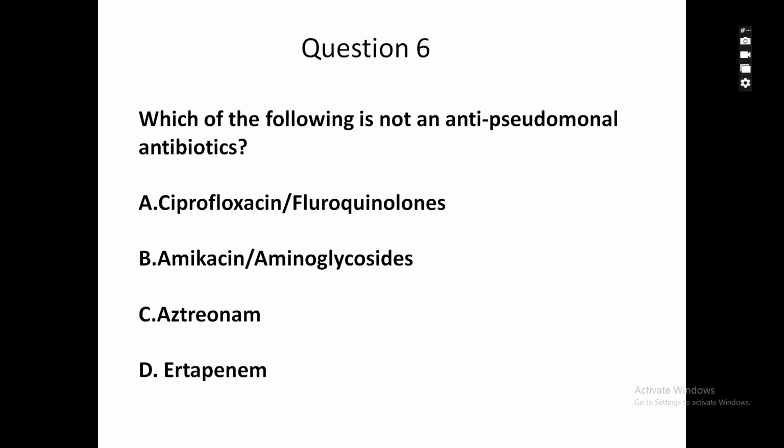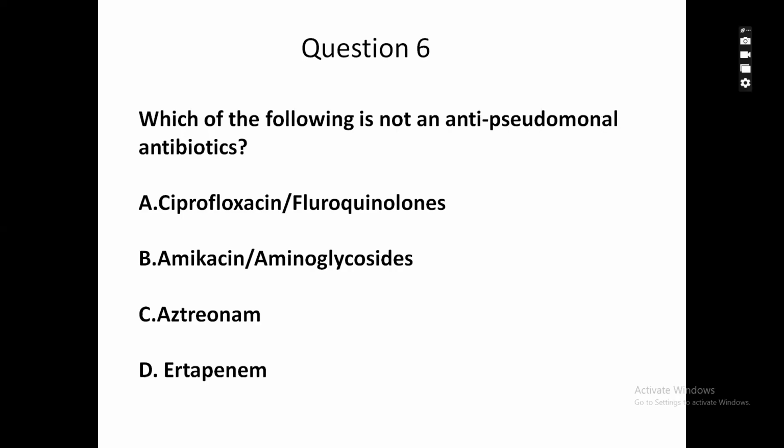Which of the following is not an anti-pseudomonal drug? Ciprofloxacin, a fluoroquinolone, is an anti-pseudomonal drug. We have already read. Amikacin, an aminoglycoside, is an anti-pseudomonal drug. Aztreonam is an anti-pseudomonal drug. Ertapenem is a carbapenem, is an anti-pseudomonal drug. Oh no, carbapenem except ertapenem is an anti-pseudomonal drug. So we have to remember, ertapenem is not an anti-pseudomonal drug. It is very lucrative to use ertapenem on an OPD basis because it's only OD, a once daily dose. But we should not use it when we are suspecting Pseudomonas aeruginosa in the growth. We are suspecting Pseudomonas growth in some tissues or somewhere.